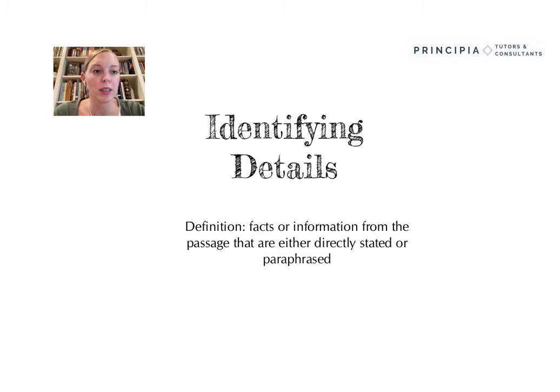If you've ever had to hunt through a passage to find a missing piece of information, you've probably answered an identifying details question. Today we'll cover what these questions are and some strategies for how to answer them correctly. Identifying details questions, as we mentioned, are those questions where you need to find facts or information from the passage. They may be directly stated, they might be paraphrased, but in the end, you're hunting for information that comes right from the passage.